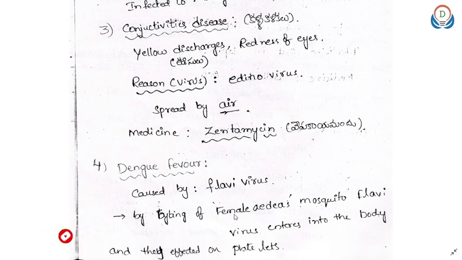By the bite of a female Aedes mosquito, we get the flavivirus. It enters the body and affects the platelets.